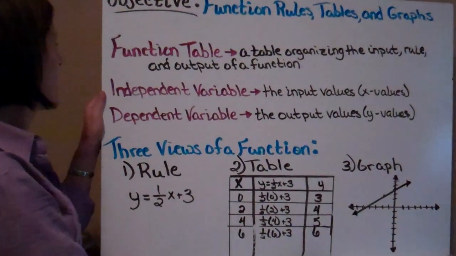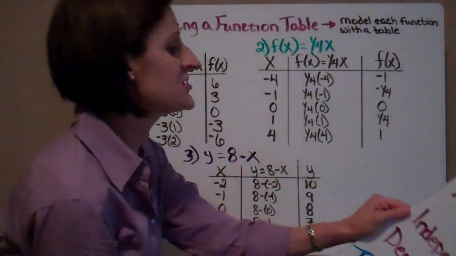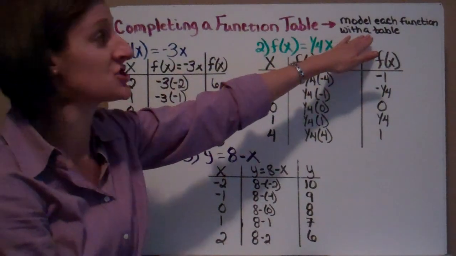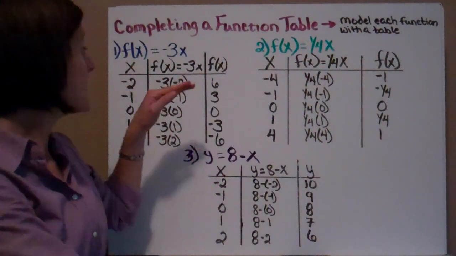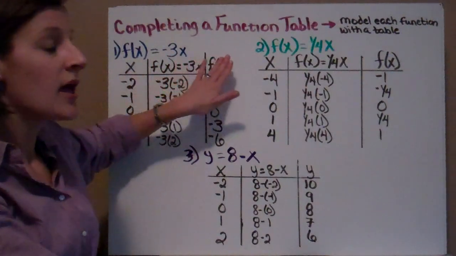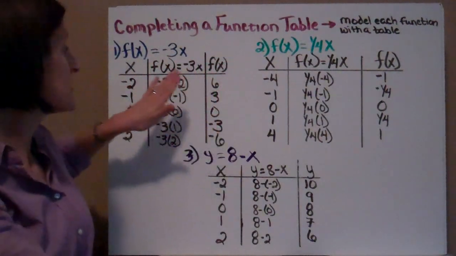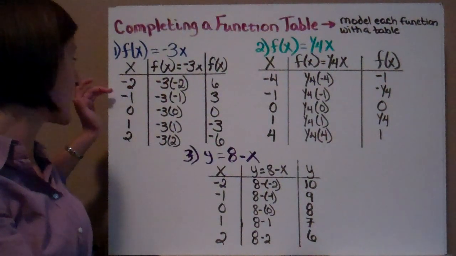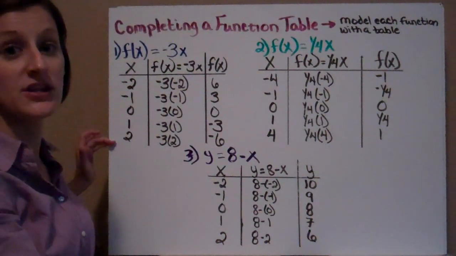So when we are looking at this, we are going to first complete function tables. Now this is just modeling each function with a table. What you're going to have is your x values, your rule, and then your output values. So here in this table I have my inputs of -2, -1, 0, 1, and 2.